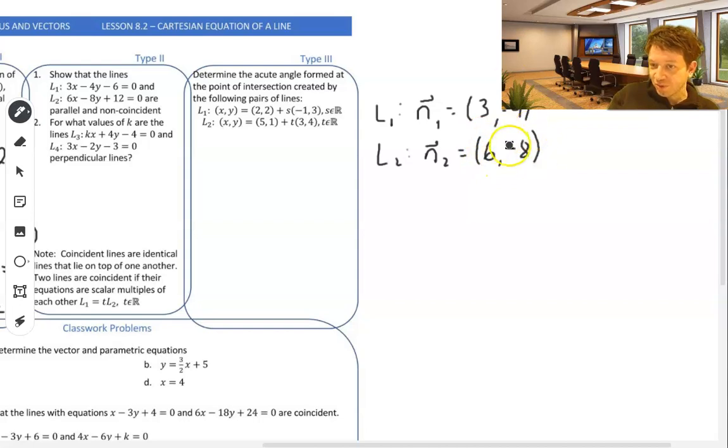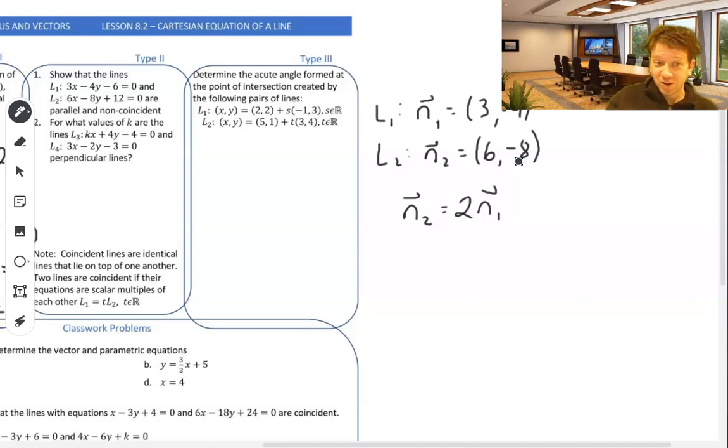Now you can probably already see it with those two normal vectors. One is a scalar multiple of the other, so n2 is actually just 2 times n1. Because 3 times 2 is 6, and -4 times 2 is -8. So if one is just a scalar multiple of another, then they're parallel. And since the normal vectors are parallel, the lines are also parallel. So they're definitely parallel. The question is, are they non-coincident?